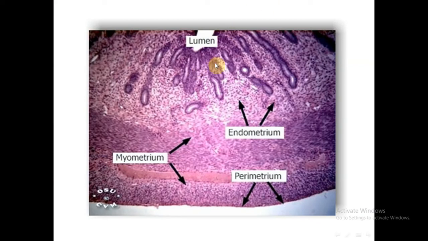It includes the endometrium, in which we can see the endometrial glands and endometrial stroma. The glands can be in a proliferative phase, secretory, ovulatory, or menstrual phase. Under the endometrium is the myometrial layer, which is a smooth muscle layer, and the perimetrium.